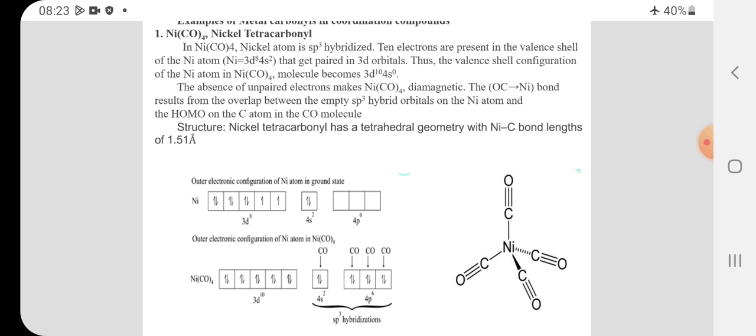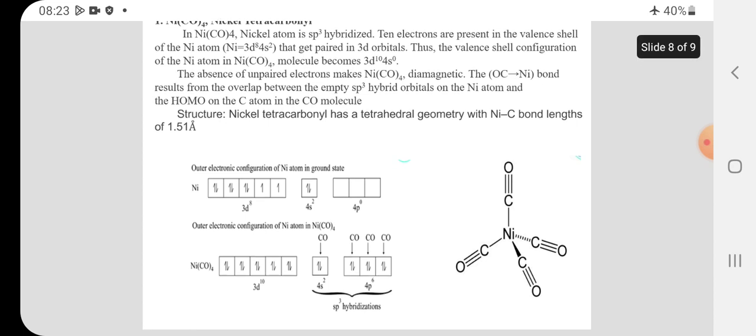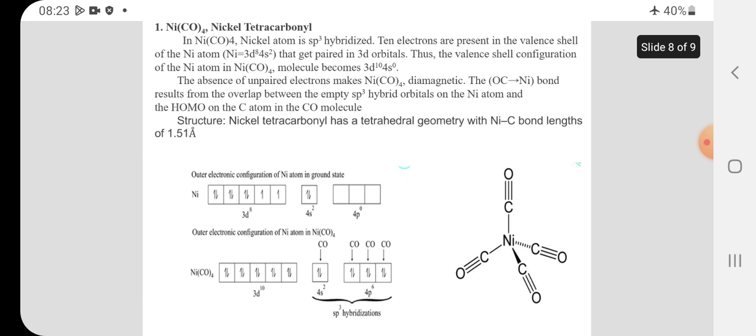The 10 electrons will be paired. The remaining 4 orbitals, one 4s orbital and three 4p orbitals, accept electrons from the carbon monoxide. Totally, the 4 carbon monoxide ligands donate the electron to the metal, forming the tetracarbonyl nickel complex. The hybridization is sp3, which means the geometry is tetrahedral. The nickel is present as the central metal atom. The 4 carbonyl groups are attached in a regular tetrahedron. The exact bond angle is 109 degrees.